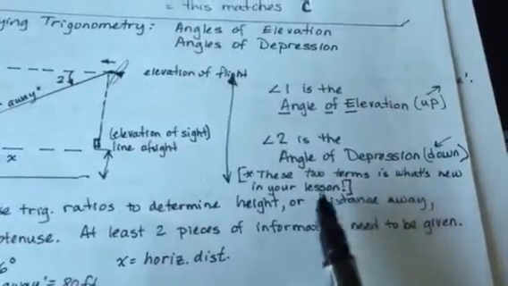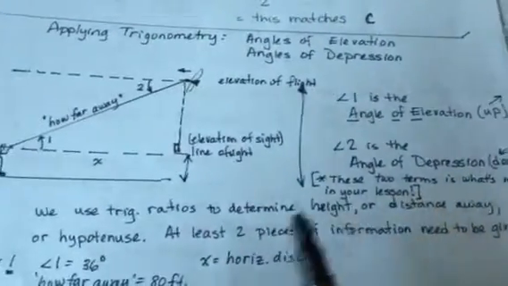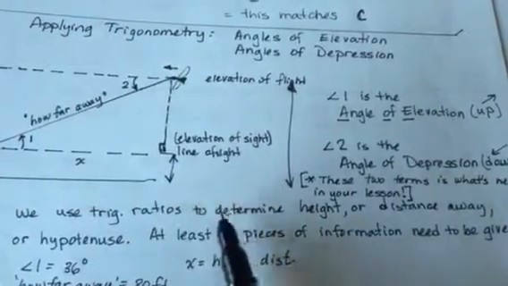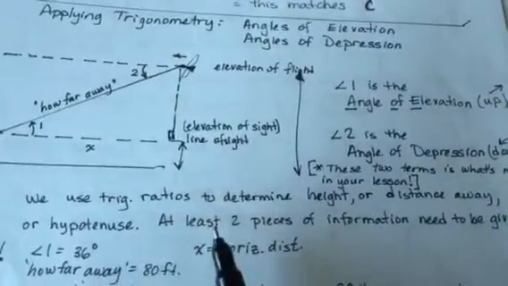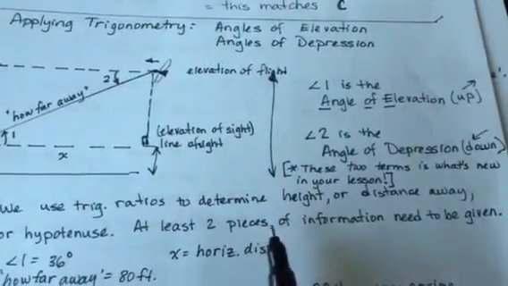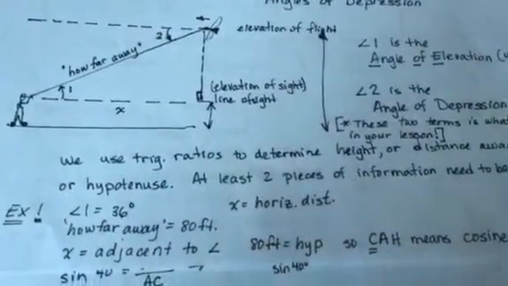These two terms are what your new lesson is about. Everything else, we will use trig ratios we've already learned to determine height or distance away, or the hypotenuse. At least 2 pieces of information need to be given for you to be able to do this.